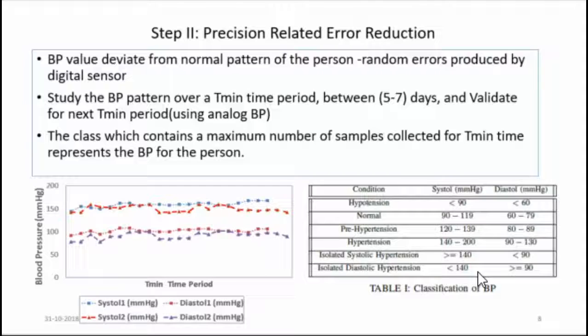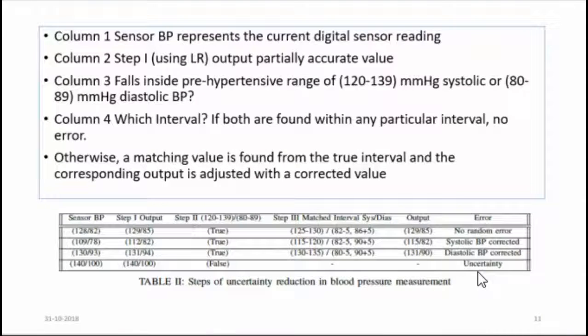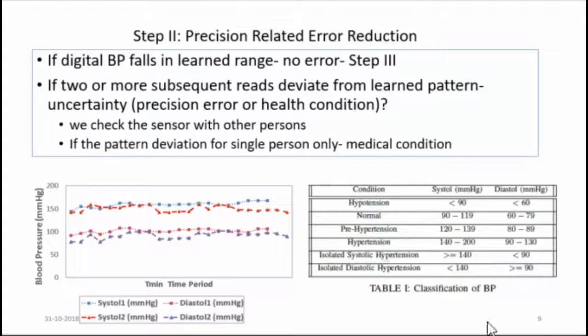Now when we measure the data with the digital sensor, then it gives a value. Then we feed it into step 1, the accuracy model, and we get the partially accurate data. Once we get the partially accurate data, we check whether the value falls in any of this range.